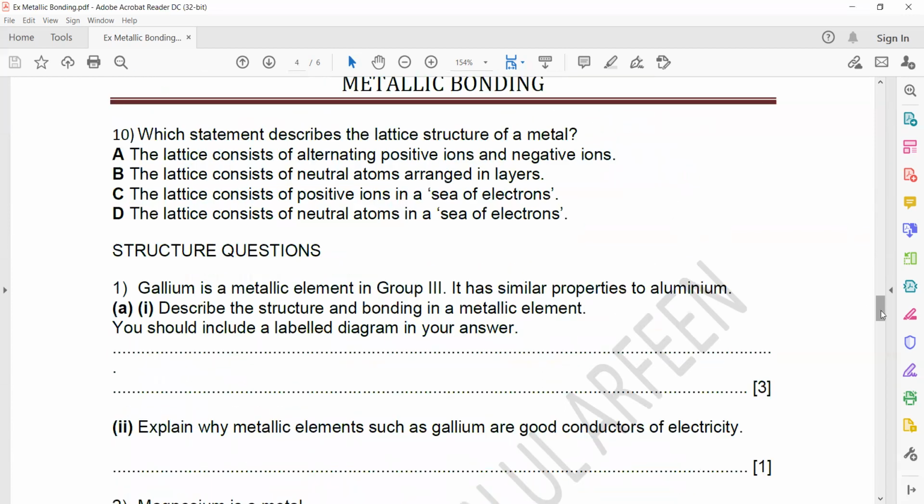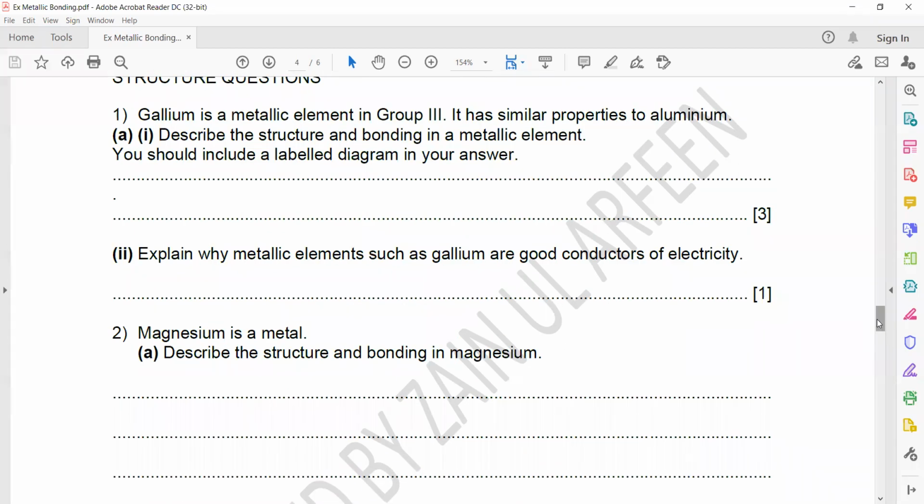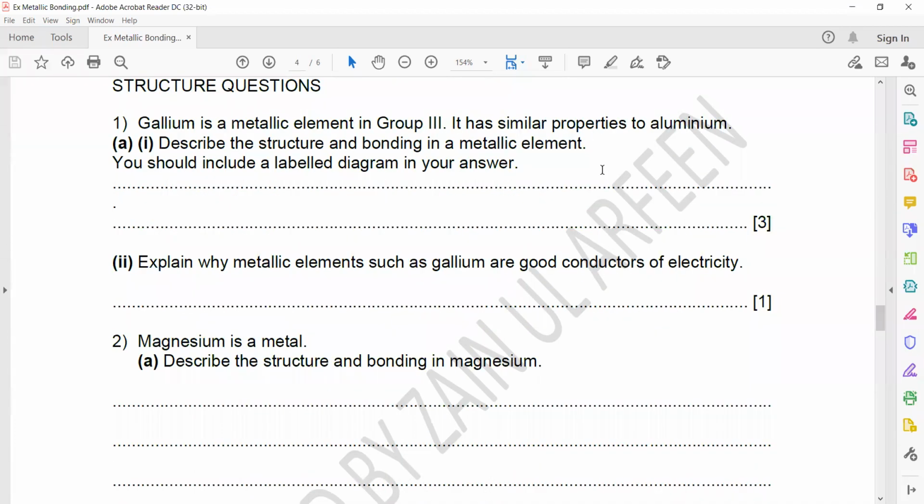Then the structure questions. Gallium is a metallic element in group 3. It has similar properties to those of aluminum. Describe the structure and bonding of metallic elements. It is worth 3 marks. So you should include a labelled diagram.